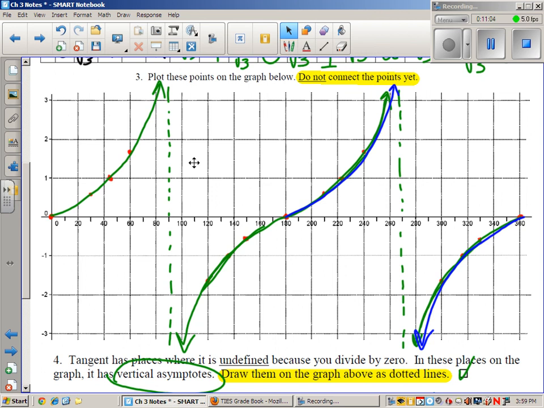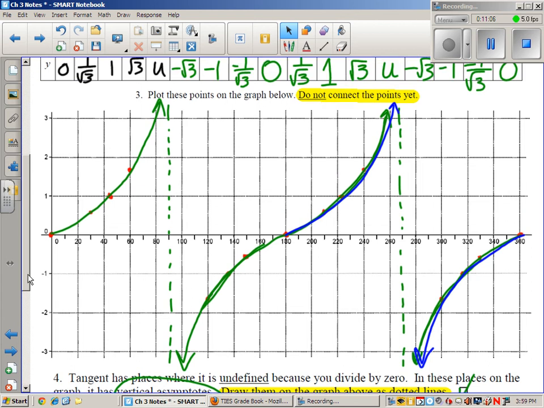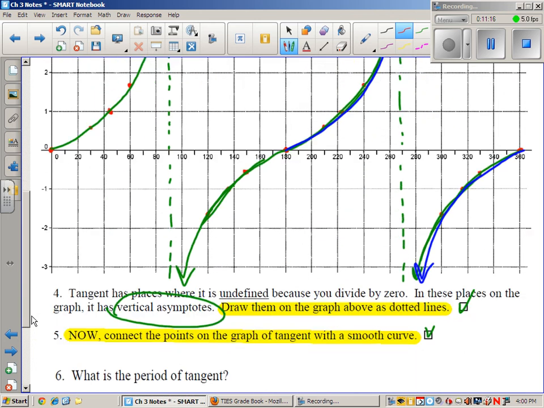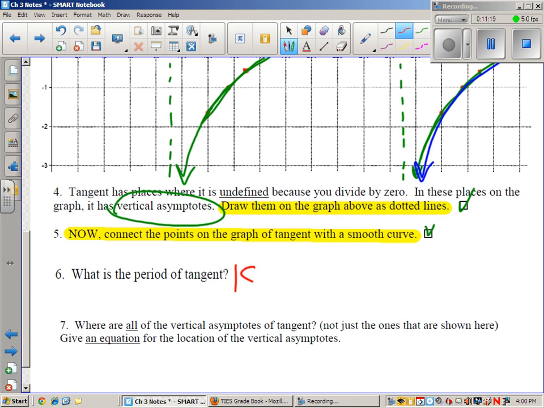So really, the period here, I don't need all from 0 to 360. Even in the table, you could see from here to here, it starts repeating the same values again, right there again. So it only needs 180 degrees to start repeating itself. Okay, the period is 180 degrees now. That's a lot less than the sines and cosines, which were 360.